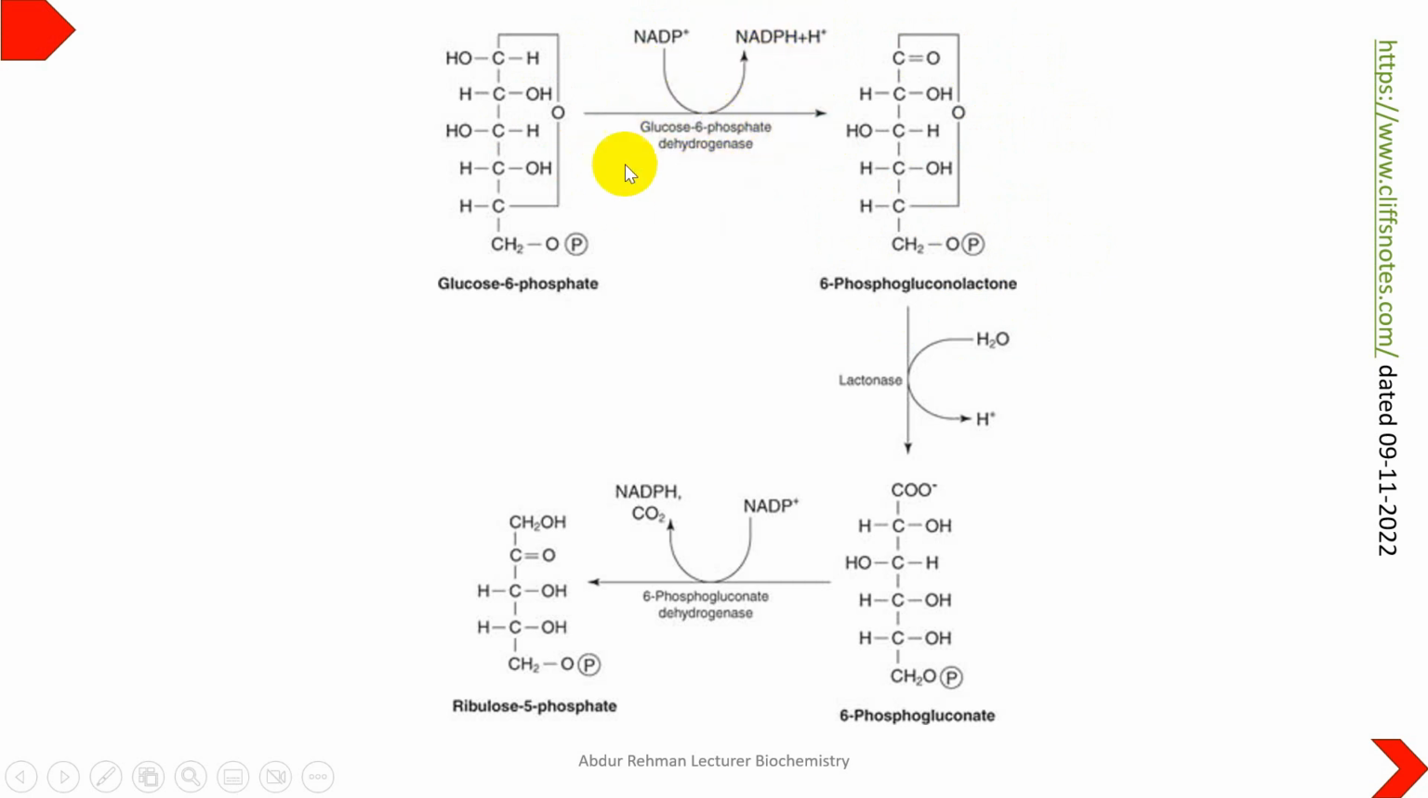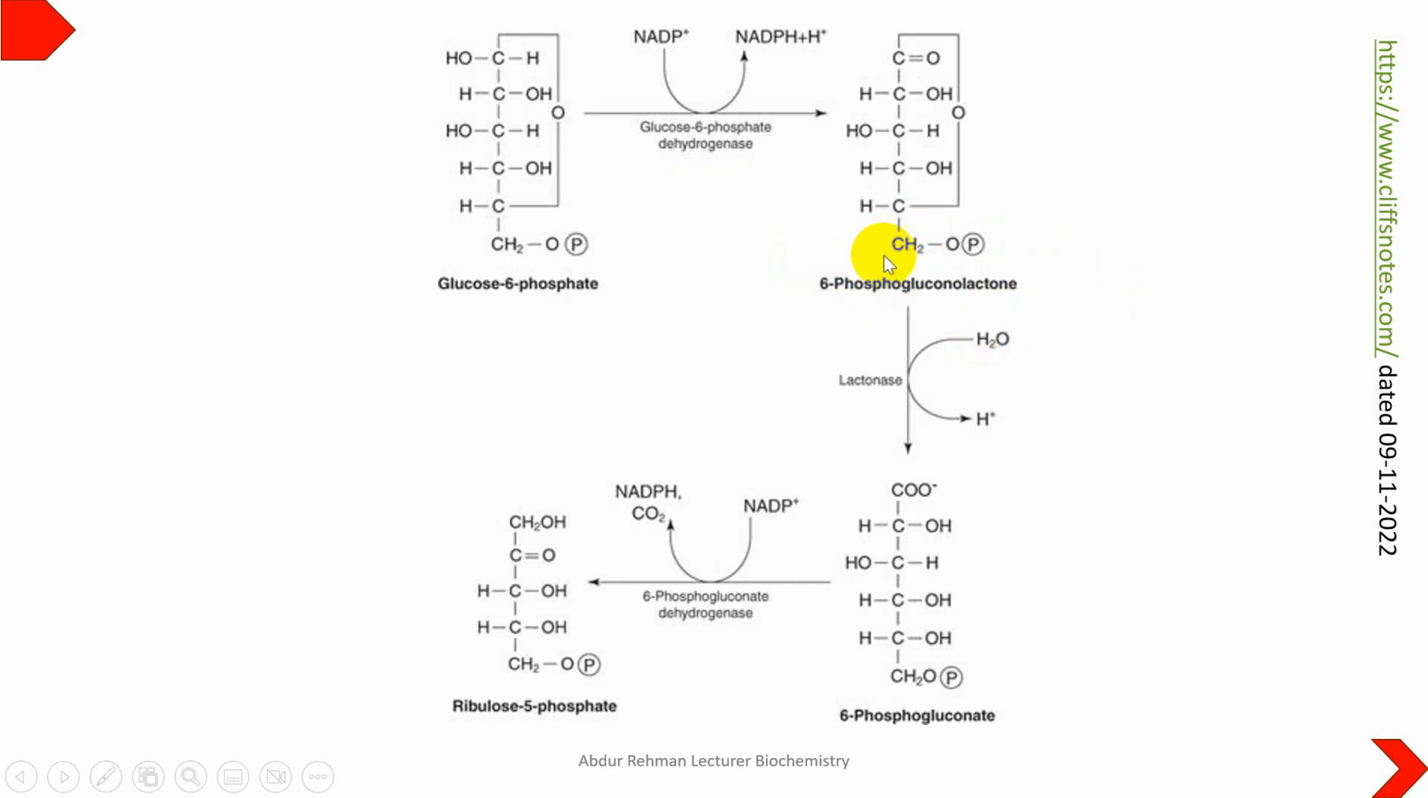Similarly, G6PD, or glucose 6-phosphate dehydrogenase, is also very important diagnostically because we have a condition of G6PD deficiency. We will also discuss this in detail, so keep this in mind. We will discuss this one in the last slides.